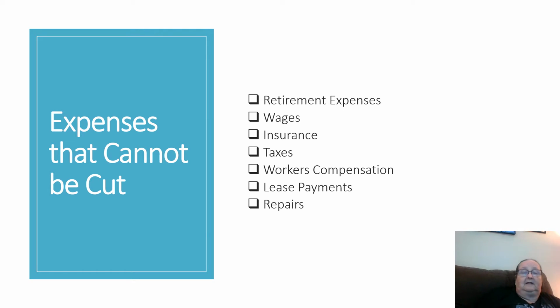When I looked at that list, I realized that there were certain expenses that just cannot be cut. Expenses such as retirement expenses, wages, insurance, taxes, workmen's compensation, lease payments, and repairs, to name a few. There are also expenses that are tied to a contract.